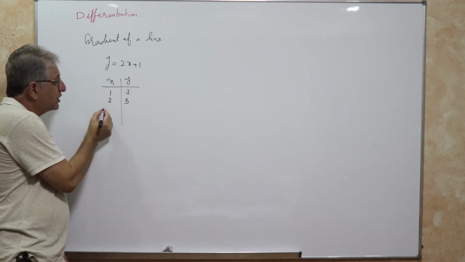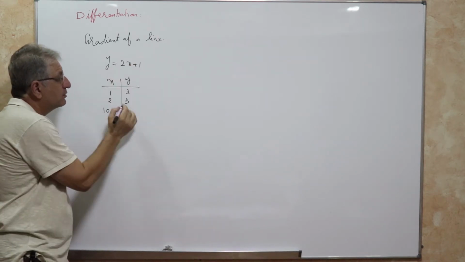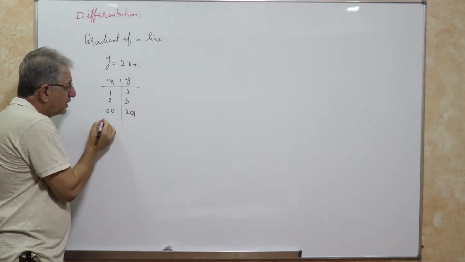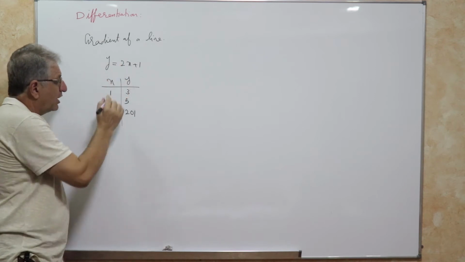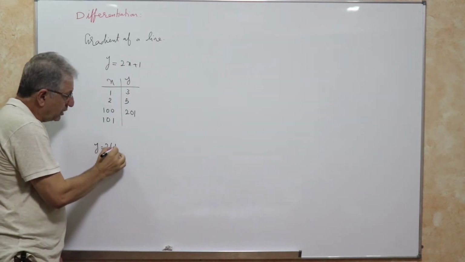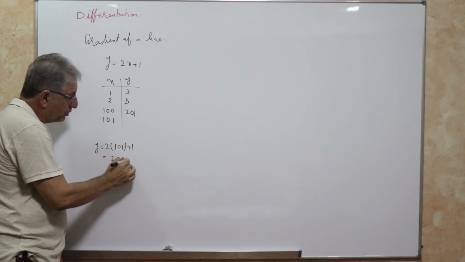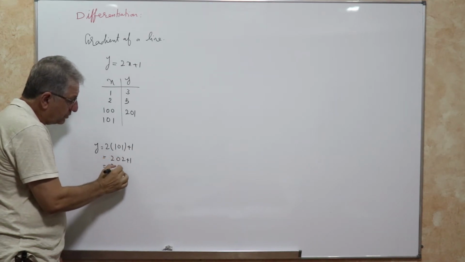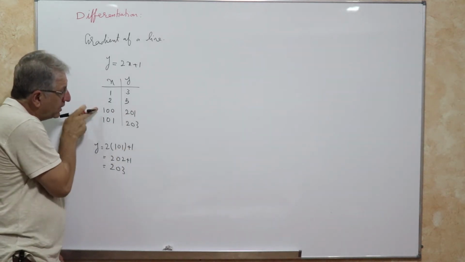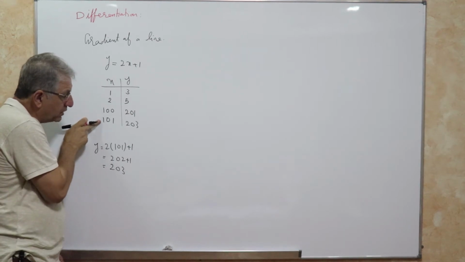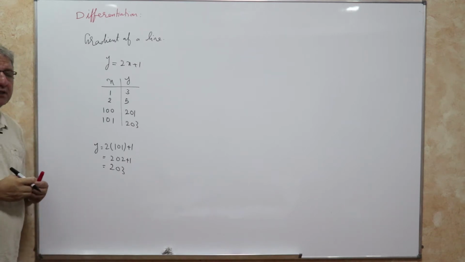It doesn't matter what value you give. Suppose you give 100: 2 times 100 is 200, plus 1 is 201. But if you give 101, the y value will be 2 times 101 plus 1, which is 202 plus 1, which is 203. You can see again that I have increased x by 1, but y has increased by 2 units. That is called the gradient of a line.